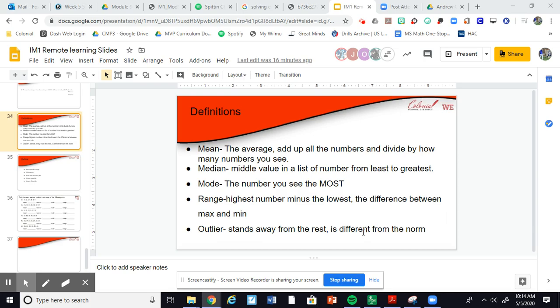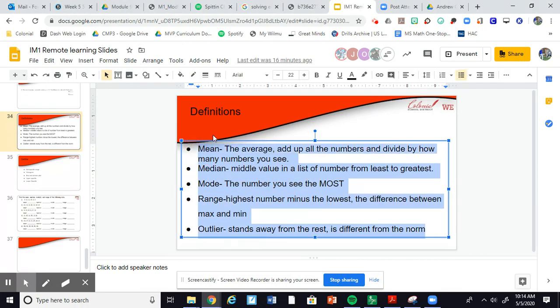All right, so today in class, what we talked about was our basic statistics, our 5 definitions that we had to get to right here. So mean is the average: add up all the numbers and divide by how many numbers you see.